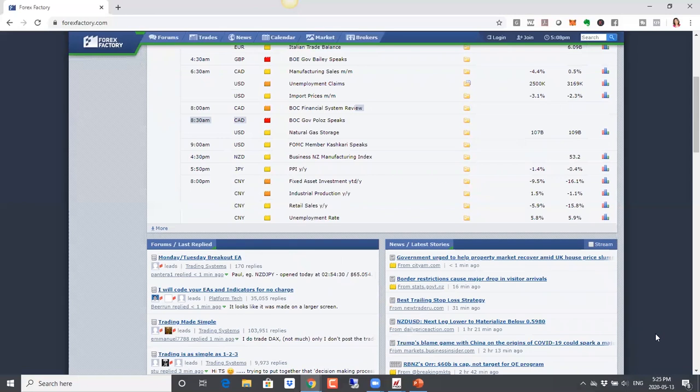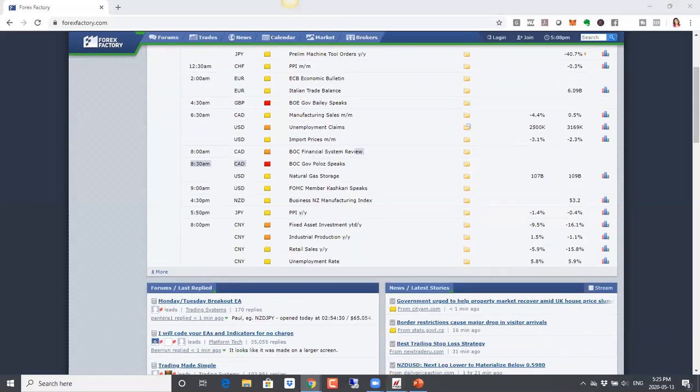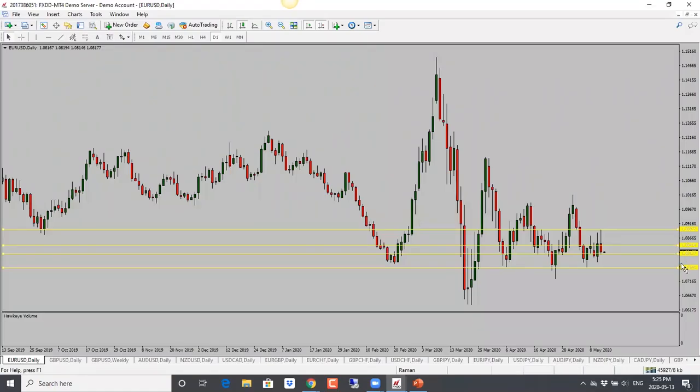And that is it. So let's take a look at our charts now. We'll start off by taking a look at euro dollar. So yesterday we were looking for euro to go up and then dropped. So we did see that it did break out a little bit before it dropped. So today we have a nice bearish pin bar here.